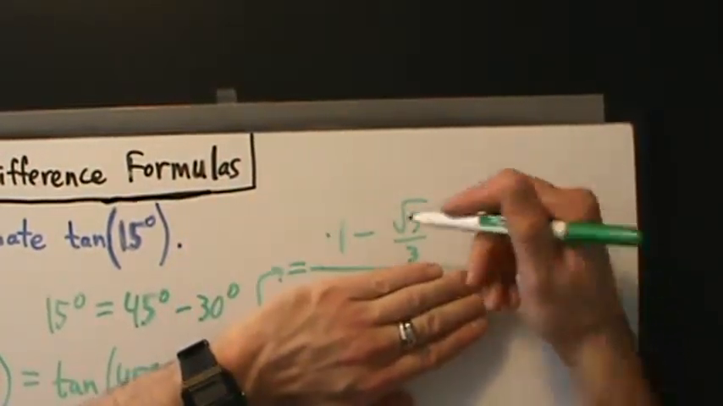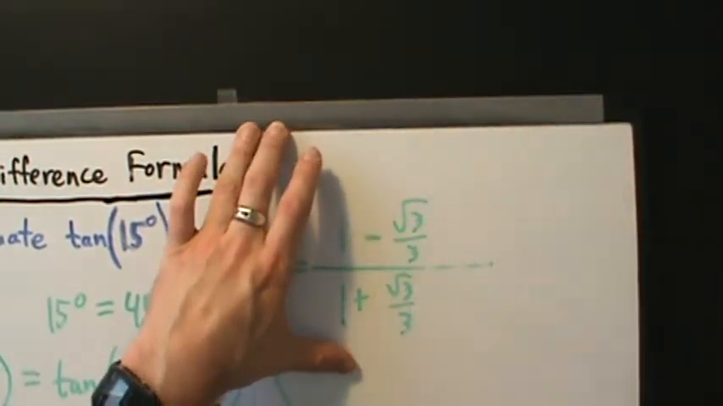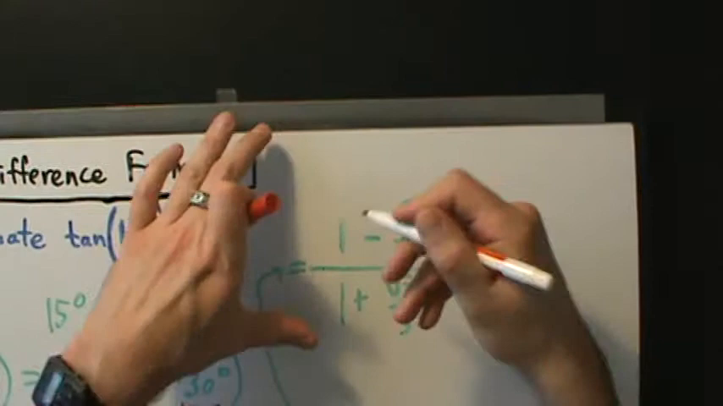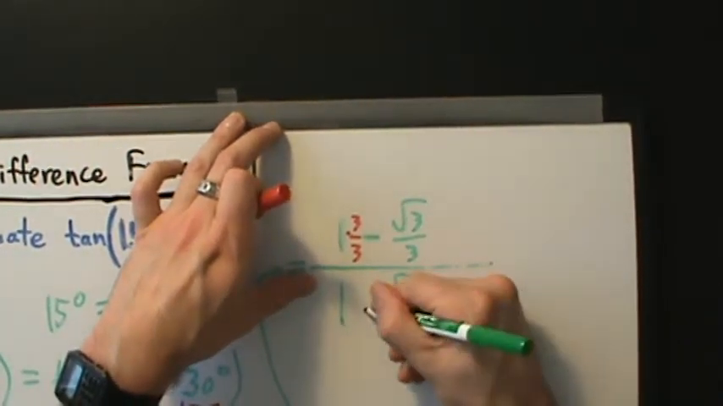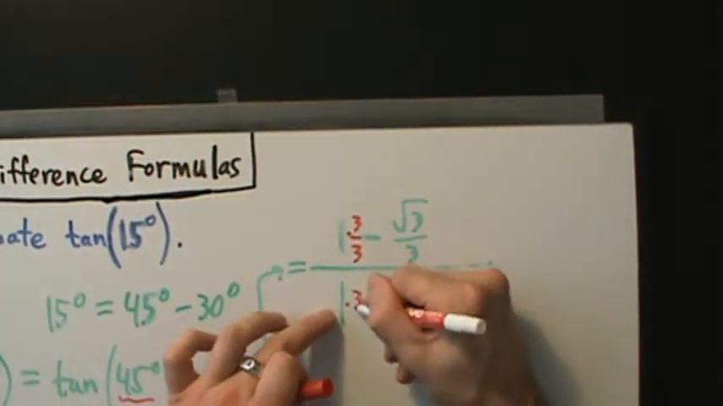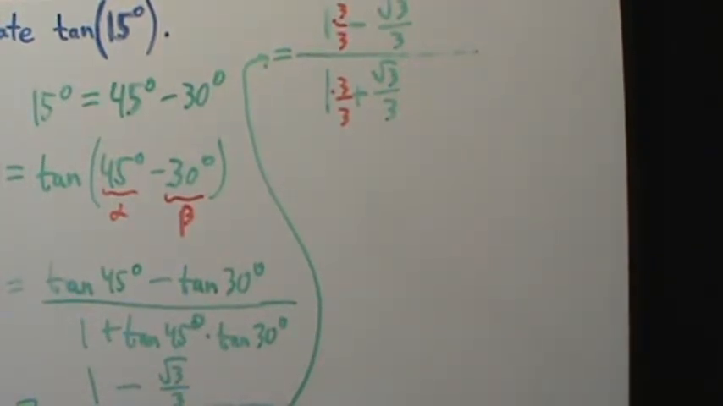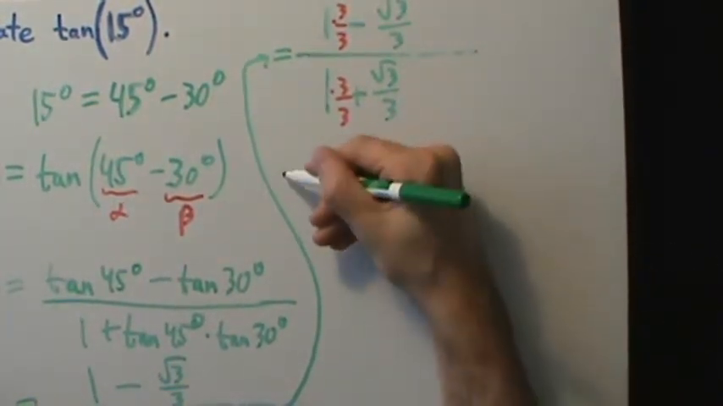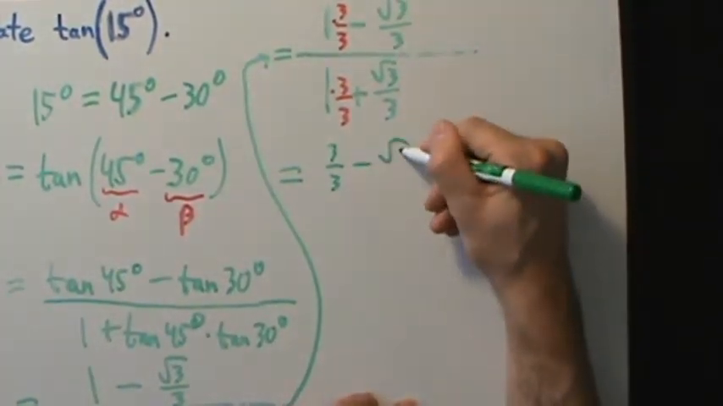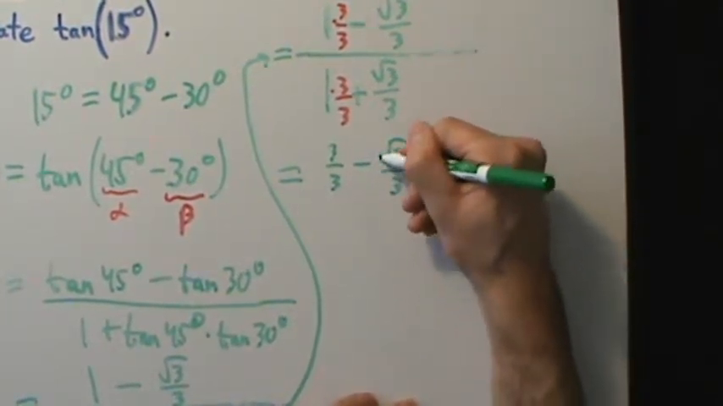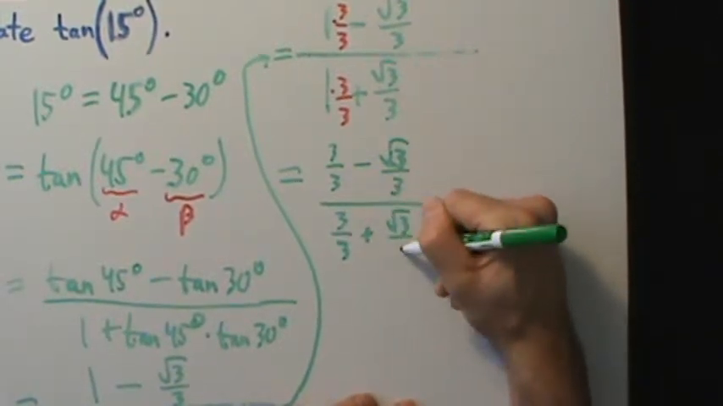Up here on the top we have 1 minus root 3 over 3. So what we want to do is take that 1 and multiply it by 3 over 3. And same thing here with this 1, multiply this 1 by 3 over 3. Then this equals 3 over 3 minus root 3 over 3, all divided by 3 over 3 plus root 3 over 3.